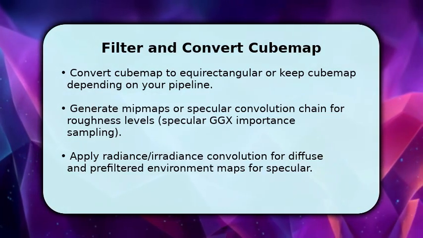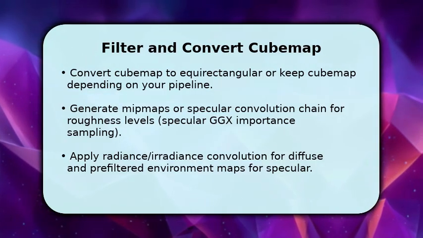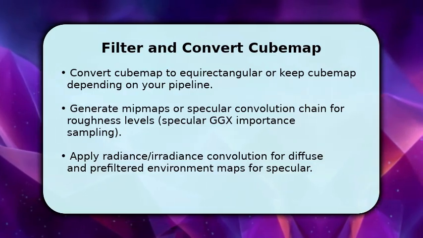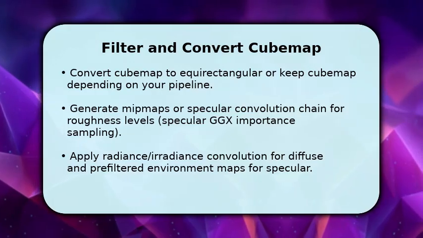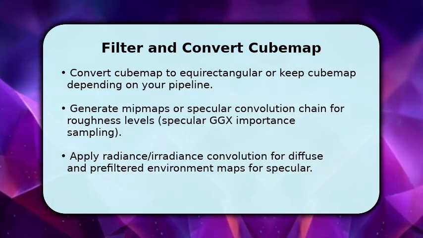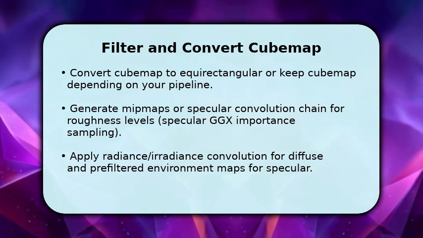At the same time, compute an irradiance map for diffuse ambient lighting. If your engine prefers equirectangular, convert carefully, otherwise keep the cubemap format and ensure all MIP levels are stored. This step is crucial because it encodes how sharp or blurry reflections become with surface roughness.